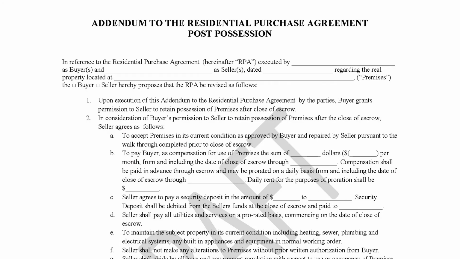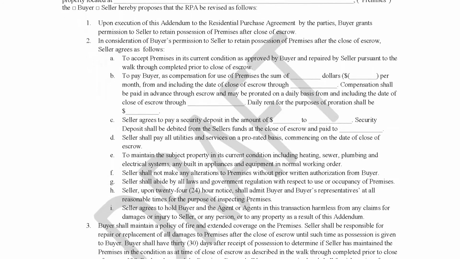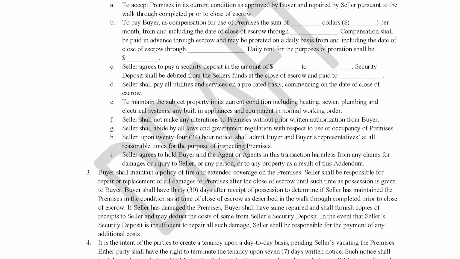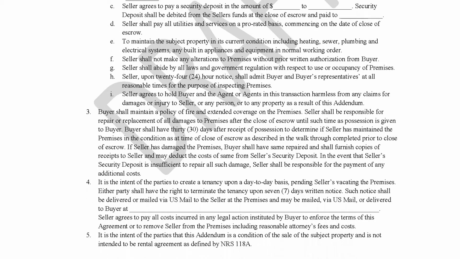Okay, are you on the pre or the post? The post. Okay. So in 2B, it says the sum of X amount of dollars per month, and then it says for how long, essentially for how many months, and then it says that it's all going to be paid up front through escrow. But then down at the bottom, in 4, it says that either party shall have the right to terminate the tenancy upon 7 days written notice. So I don't know, it just sounds like the buyer can take the money and then what? They'll just say, well, I just took your money for 3 months and now I'm giving you 7 days written notice. That's just kind of confusing.